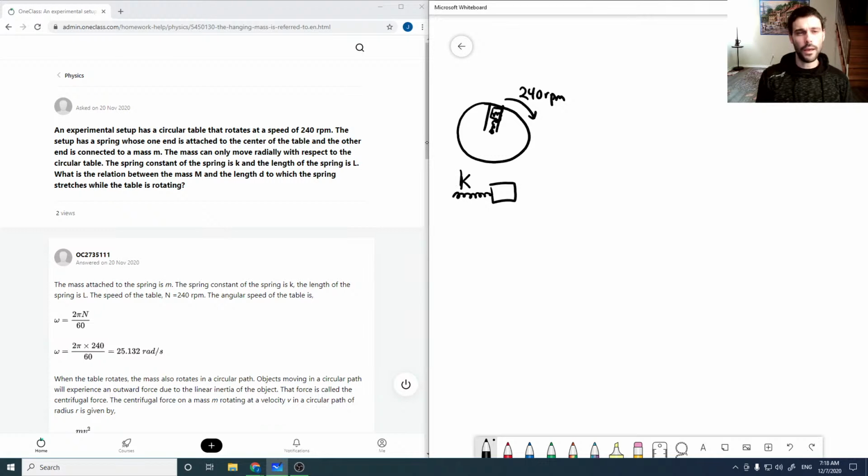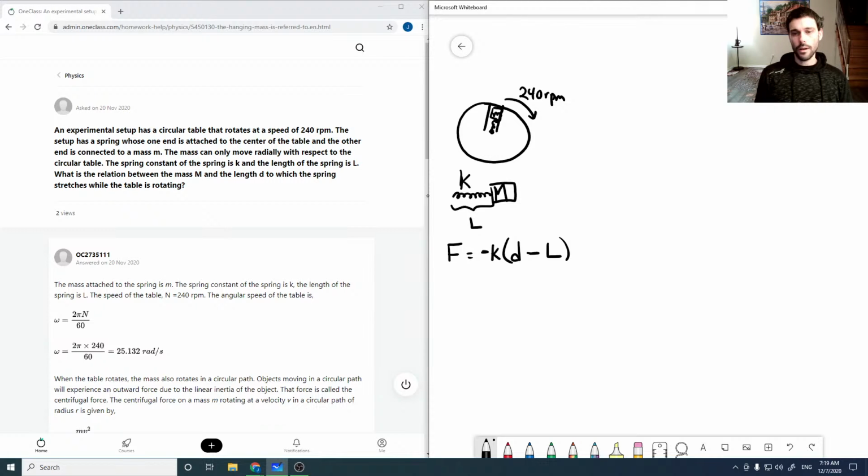The spring constant is given by K. The mass is given by M. It can only move radially. The length of the spring is L. So our spring force is minus K, and it wants us to find a relation between the mass and the length D to which the spring stretches while the table is rotating. So our force will be D minus L, where D is whatever length it reaches, and L is its equilibrium length. And it's negative as it's a restoring force, so a force to bring it back.